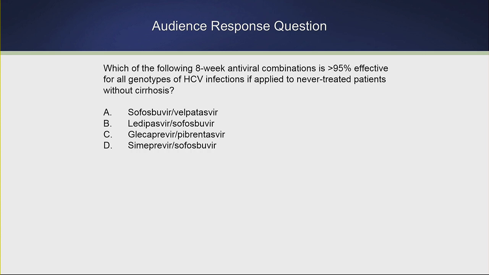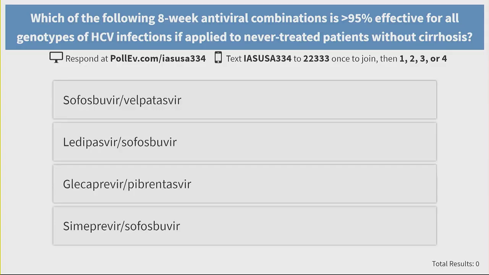Which of the following 8-week antiviral combinations is greater than 95% effective for all genotypes of hep C if applied to never treated patients who do not have cirrhosis, so kind of an easier to treat population? Is it sofosbuvir/velpatasvir, ledipasvir/sofosbuvir, glecaprevir/pibrentasvir, or simeprevir/sofosbuvir? I can't use brand names, not allowed.